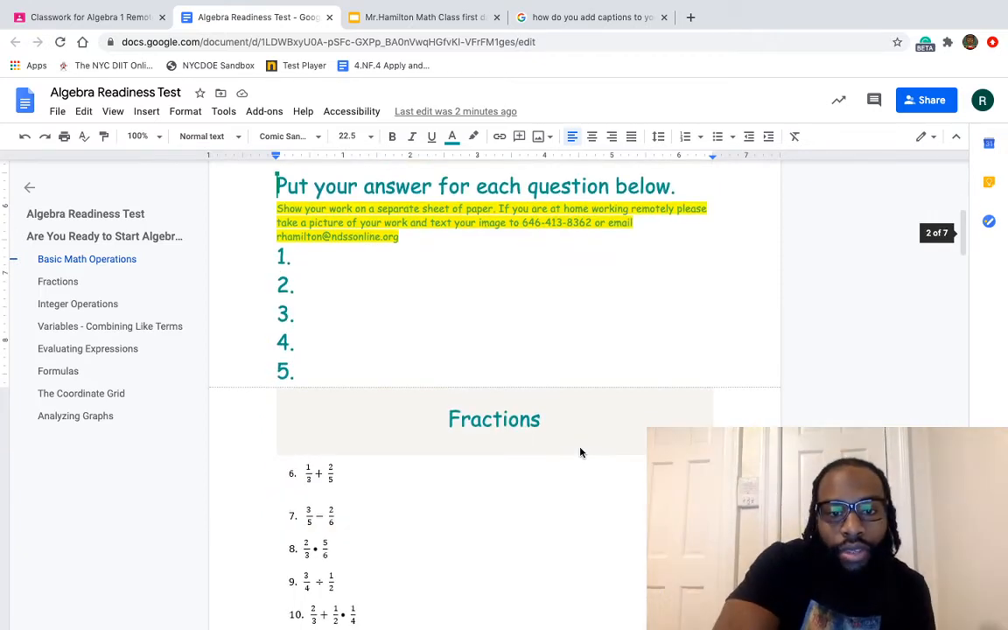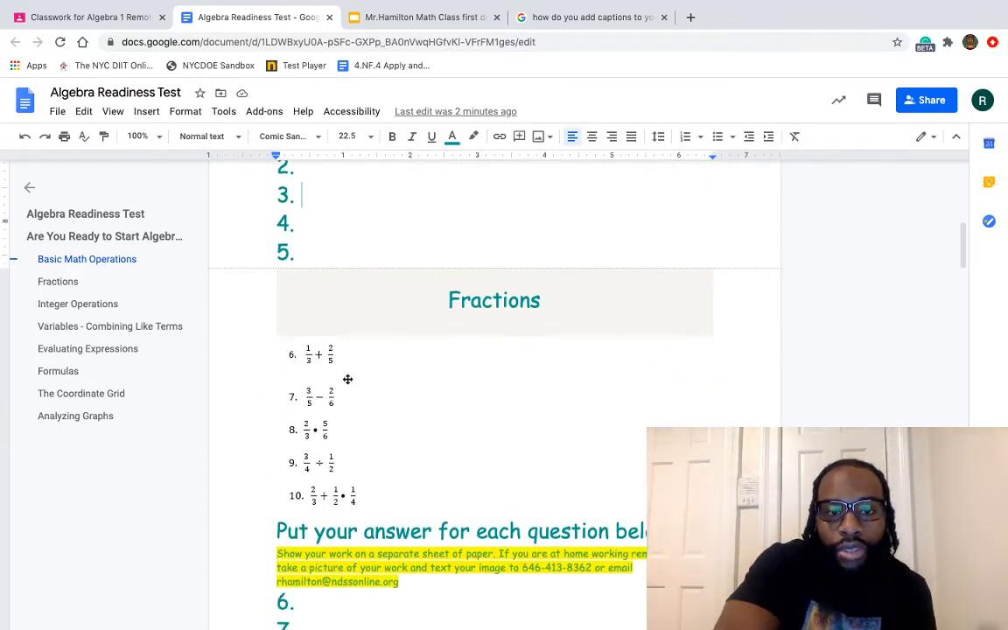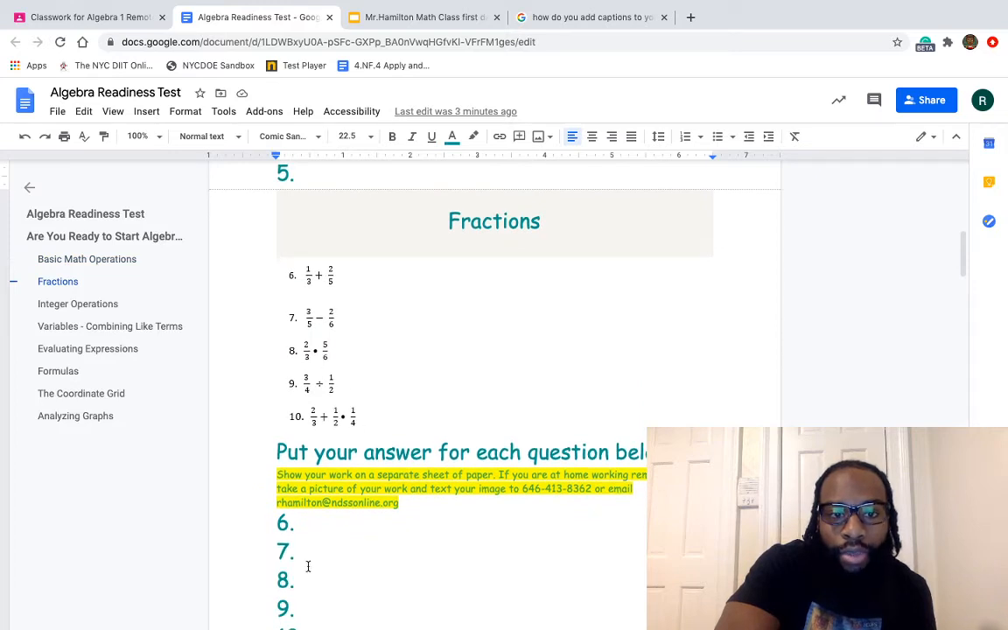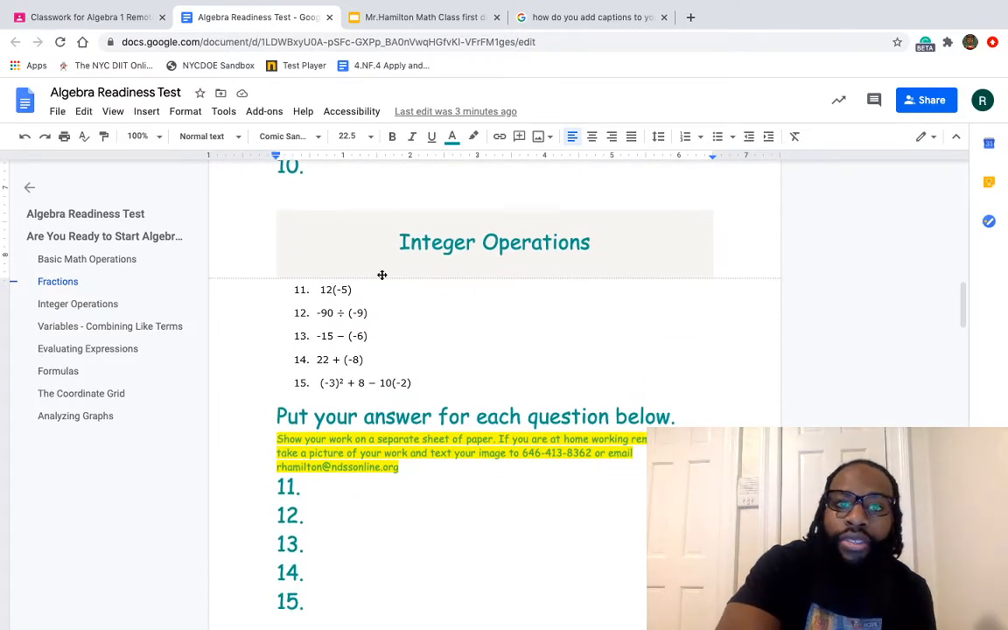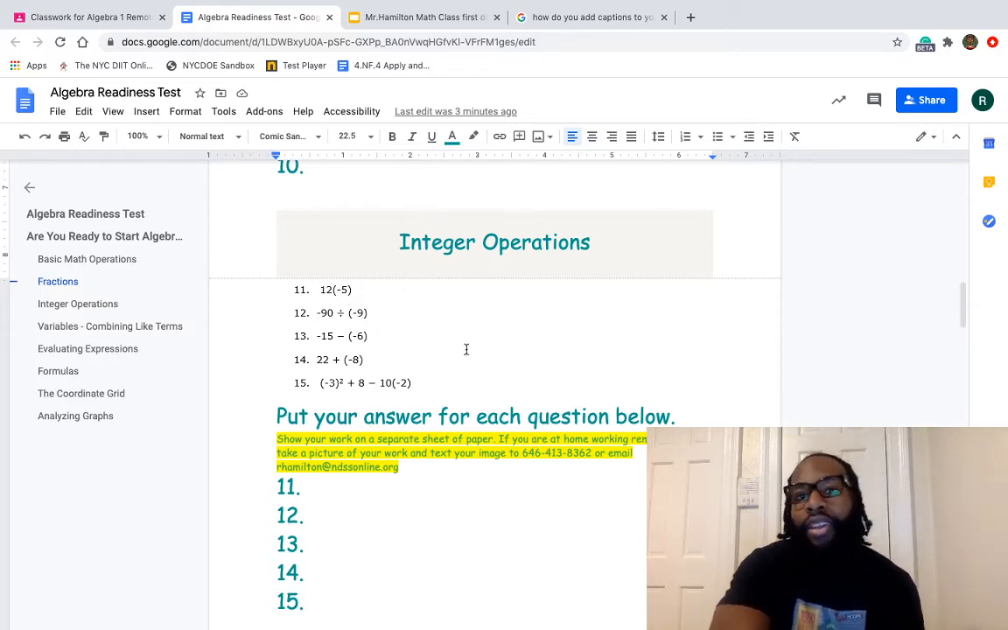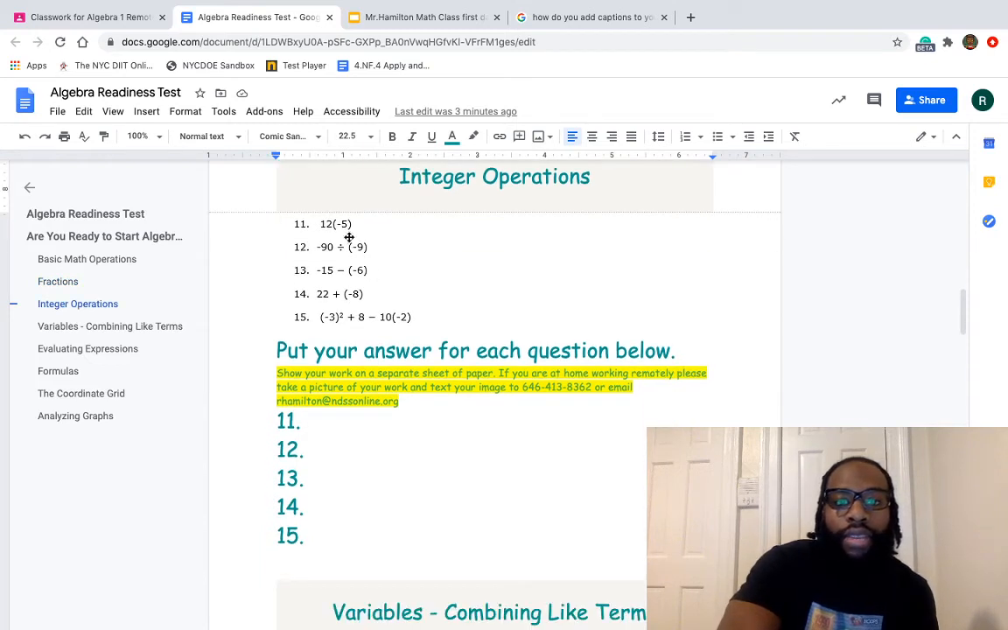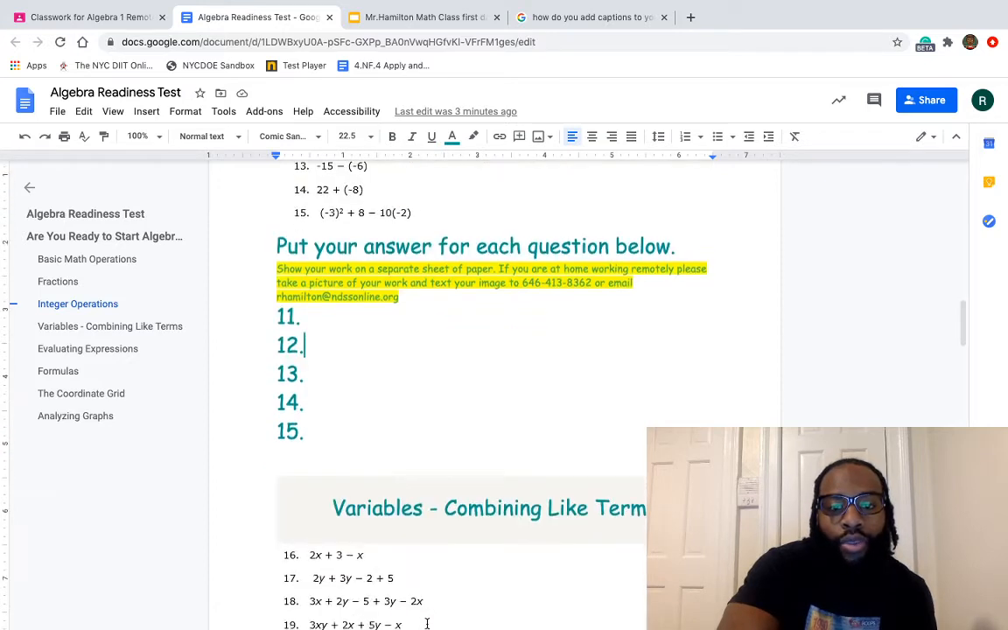So we go down. You have these questions here. Whenever you find an answer for 6, you put it here. For 7, you put it here. For 8, you put it here. We go down. We have integer operations, right? And as you can see, each question has a topic to it. So depending on how you guys do, I could know what areas you're good at or you're weak at. So the same thing, for 11, you solve, you put it here. For 12, you solve, you put it here. So forth and so on.